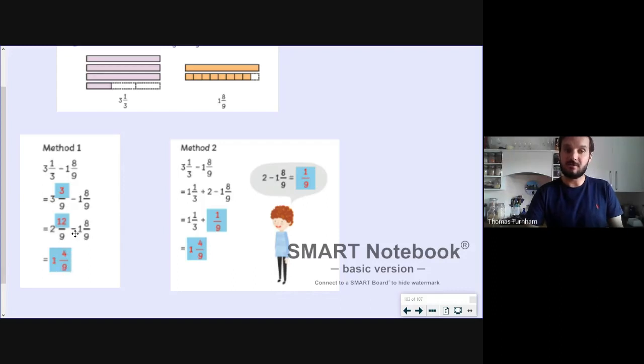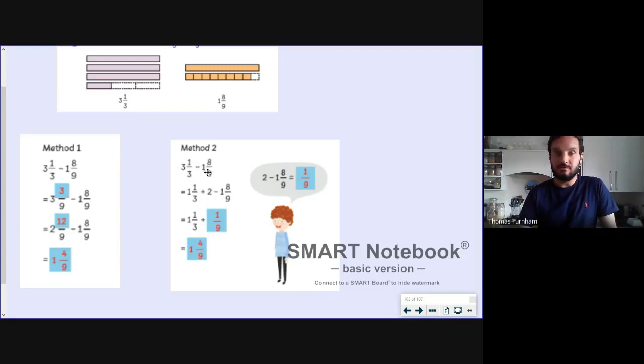And then I just had to deal with my whole numbers. 2 take away 1, leaving me with 1. One method, lots of jiggling around there. The other method I might have used for the same sum, 3 1/3 take away 1 8/9, is to say that 8/9 is almost a whole. So I'm almost taking away 2.